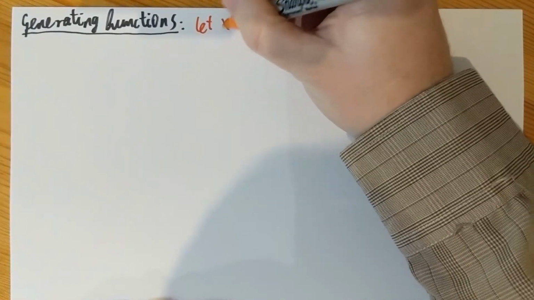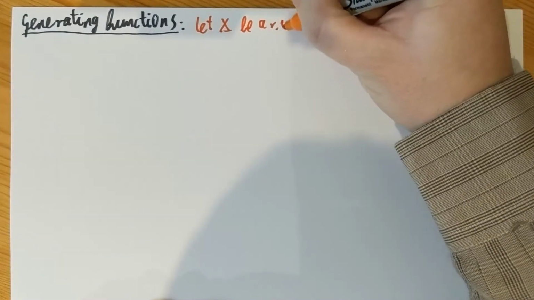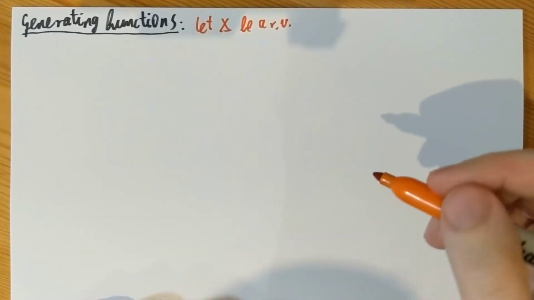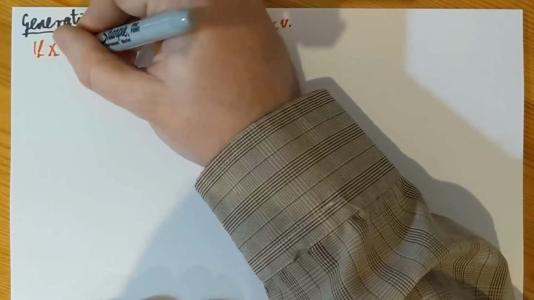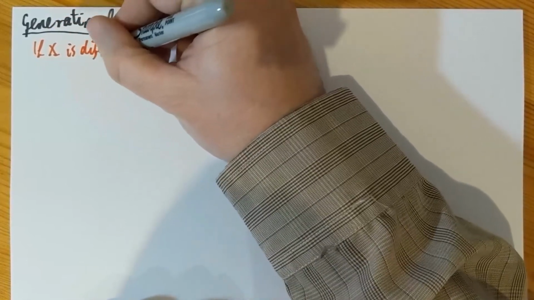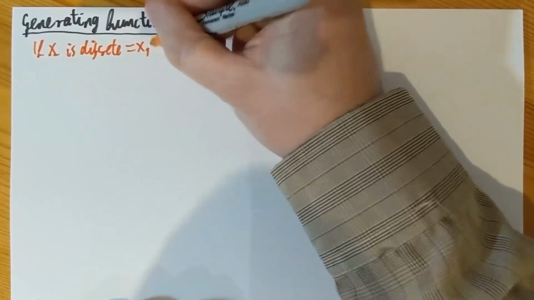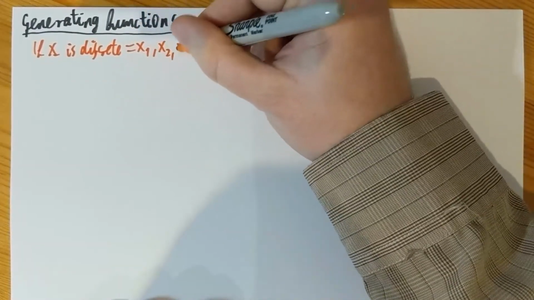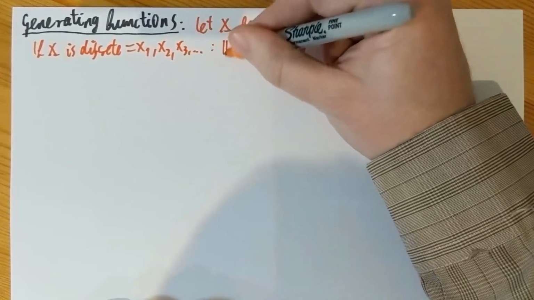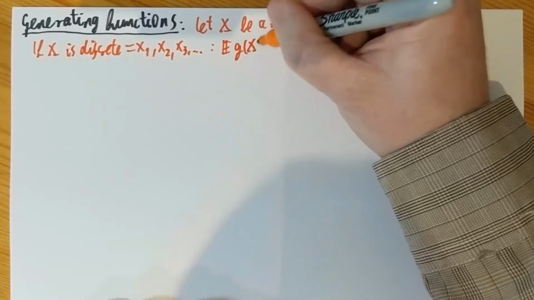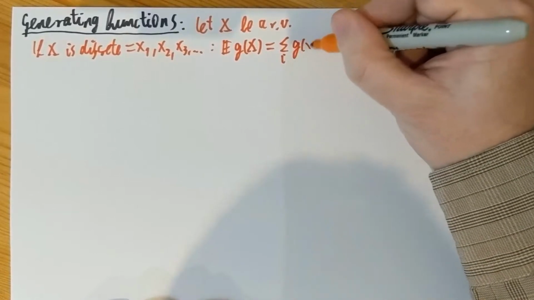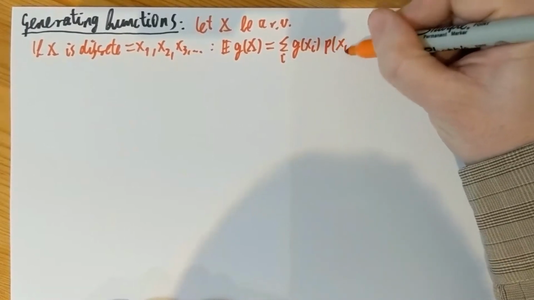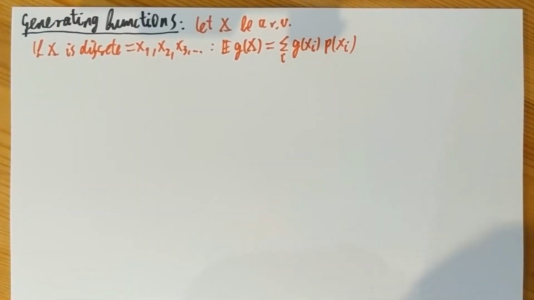So let x be a random variable. RV stands for random variable as usual. And if x happens to be discrete, meaning that it can take on countably many values, which I'm going to call x1, x2, x3, and so on, then the expectation of a function of x, assuming that this expectation exists, is going to be the function values times the mass function at those particular possibilities xi's.